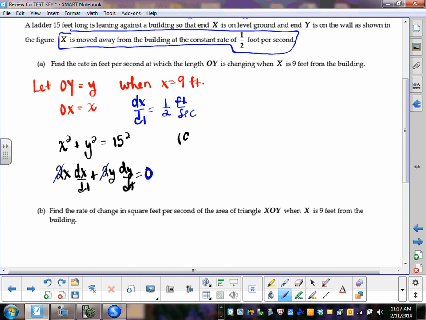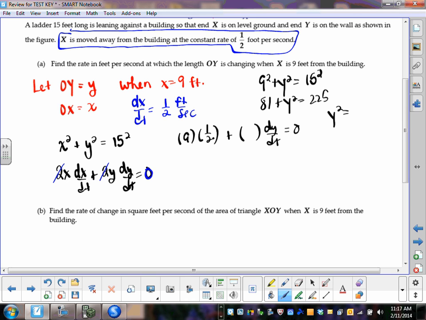When x is 9, dx/dt is a half, the y value we need, and dy/dt is what we were looking for, and the whole thing is still equal to 0. So if I go back to x squared plus y squared equals 15 squared, 9 squared plus y squared equals 15 squared, so 81 plus y squared equals 225. So y squared equals 144, and y equals 12.